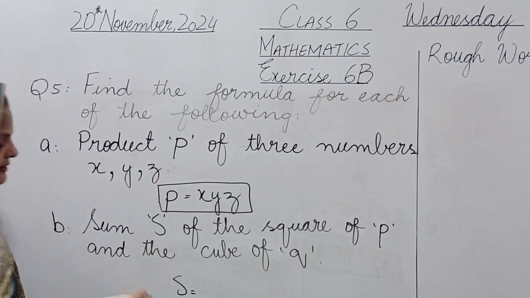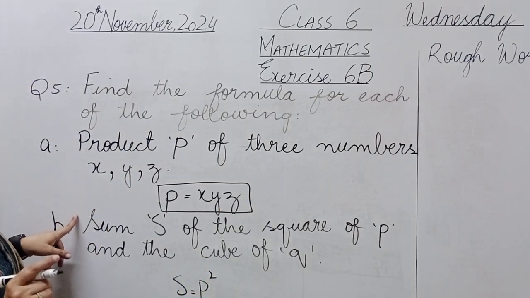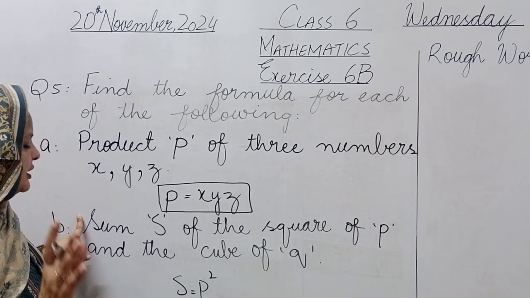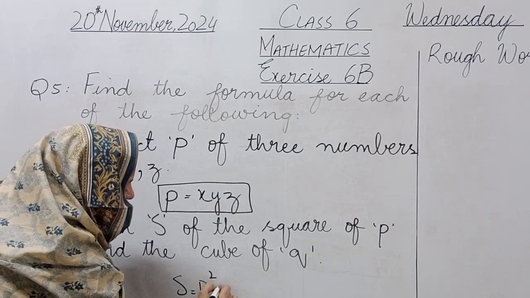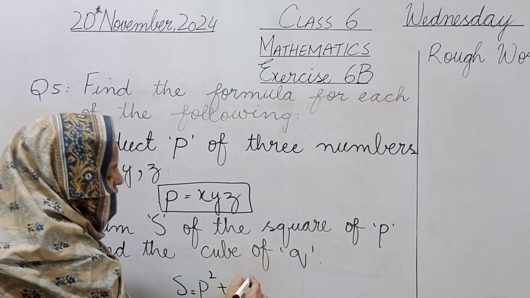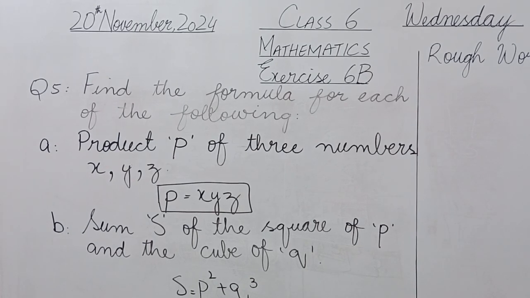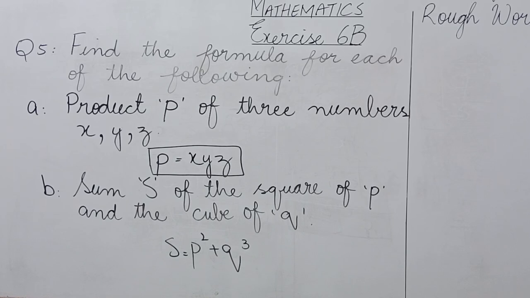square of P means P square. Sum means addition. Very good. Sum means addition, plus Q cube. Cube of Q, cube means power 3. S is equal to P square plus Q cube. See, sum s of the square of P and the cube of Q. S is equal to P square plus Q cube. Let me erase the board and we'll do its part C also.